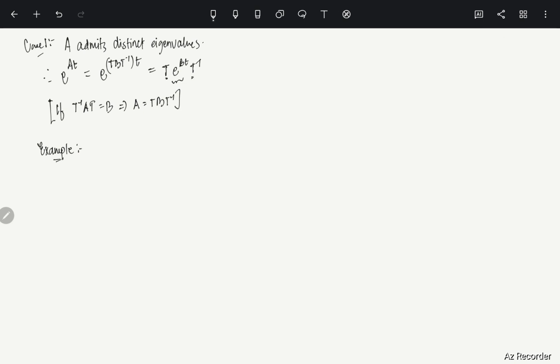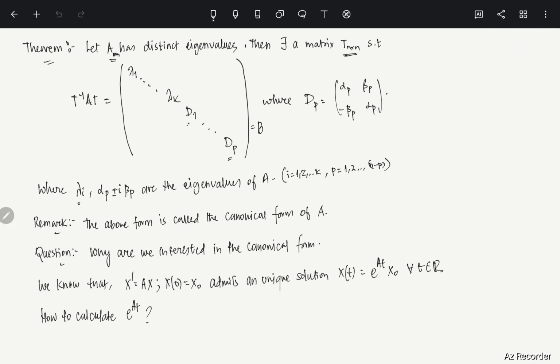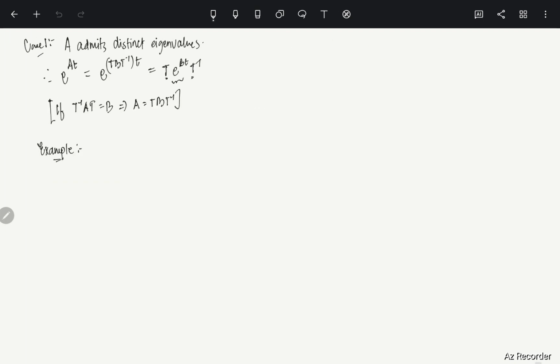Okay, see, if everything is real and distinct, lambda 1, lambda 2, lambda k, then you can of course understand what is going to happen. So let me do it for lambda 1 real, distinct, and 2 complex conjugate. So basically for a 3 cross 3 matrix, let A, which is a 3 cross 3 matrix, admit the eigenvalues alpha, and beta plus minus i gamma.